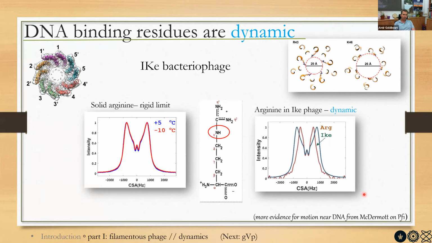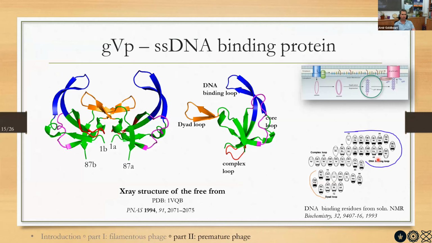What I want to talk to you about next is the premature form of the virus, which is an entirely different story, because gene 5P has to bind and unbind the DNA. So it must be much less tightly bound to the DNA itself. So what is this gene 5P? It's a single-stranded DNA binding protein. It's a non-specific DNA binding protein, but it can also bind different types of genomes, like RNA and double-stranded DNA. In solution or in solid phase, it comes as a homodimer, which you can see here.